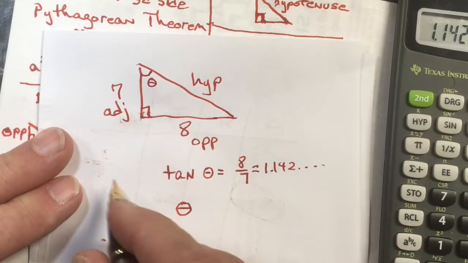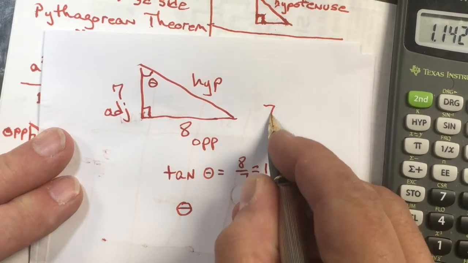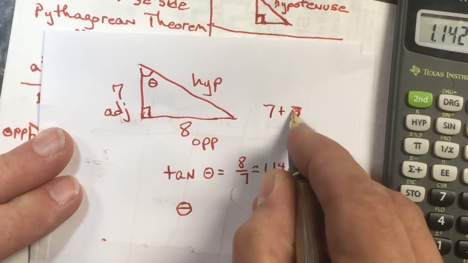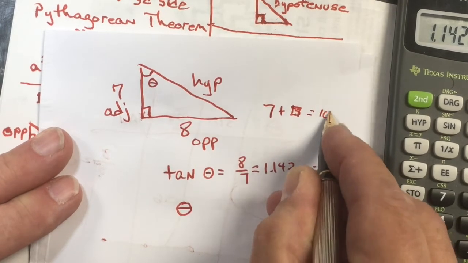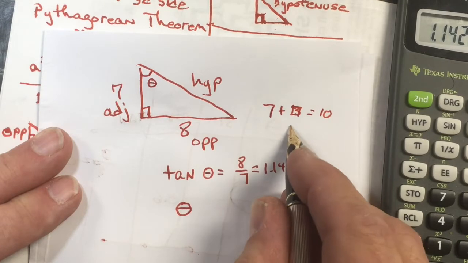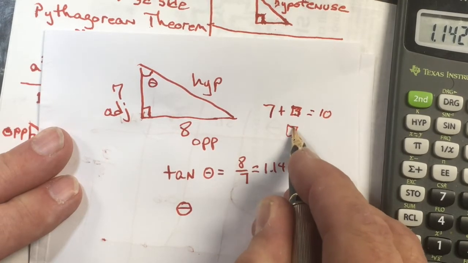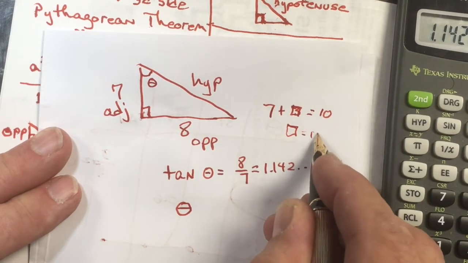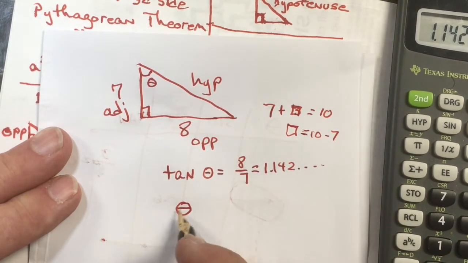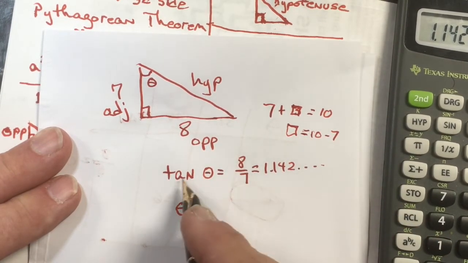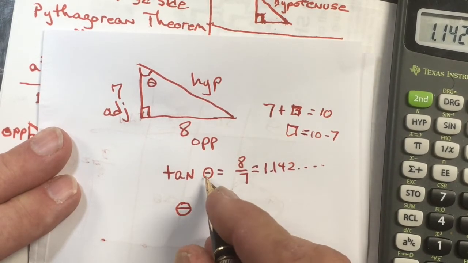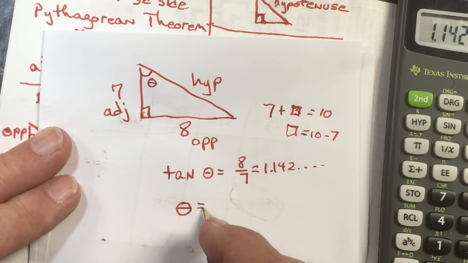If I had something like 7 plus blank is equal to 10, it looks like an addition problem, but it's really a subtraction problem. You have to do the inverse operation. There's a trick to this. If I want theta, this looks like a tangent problem, but it's really an inverse tangent problem, because what I want to find out is what angle has a tangent of this.